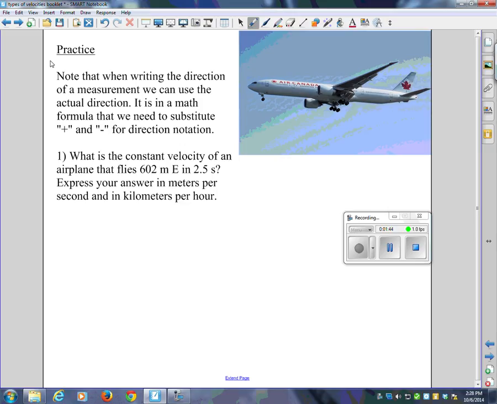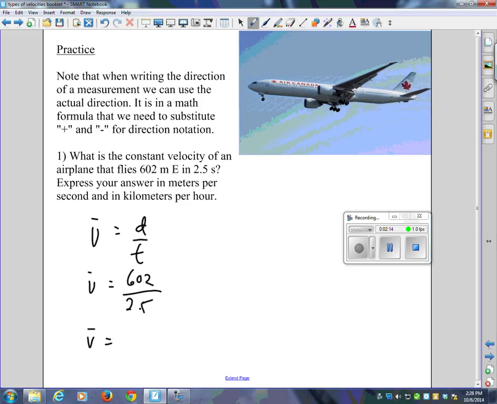What is the constant velocity of an airplane that flies 602 meters east in 2.5 seconds? Express your answer in meters per second and kilometers per hour. Let's do the first one together. You know already that I want you to write the formula. It's also a really, really good idea to line up the equal signs. The displacement is 602. The time is 2.5.